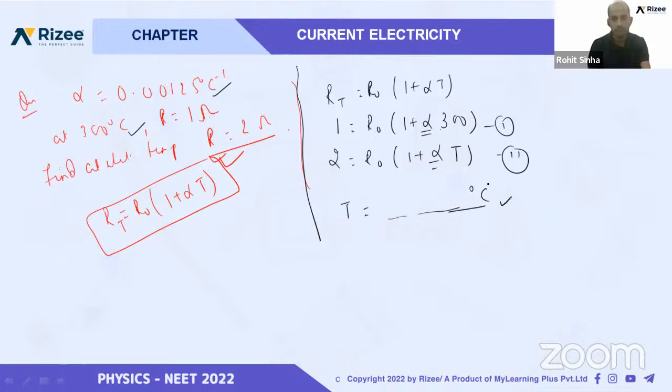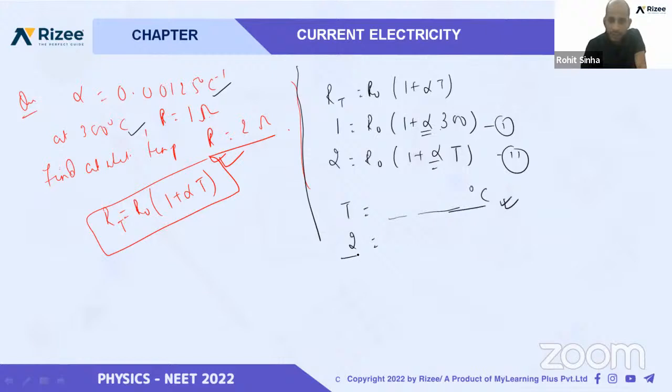Alpha is also given. You can find the value of T. You can do it. Yes or no? Or should I solve it? Please tell, you can do it, or I should solve it. Solve, sir. Okay.